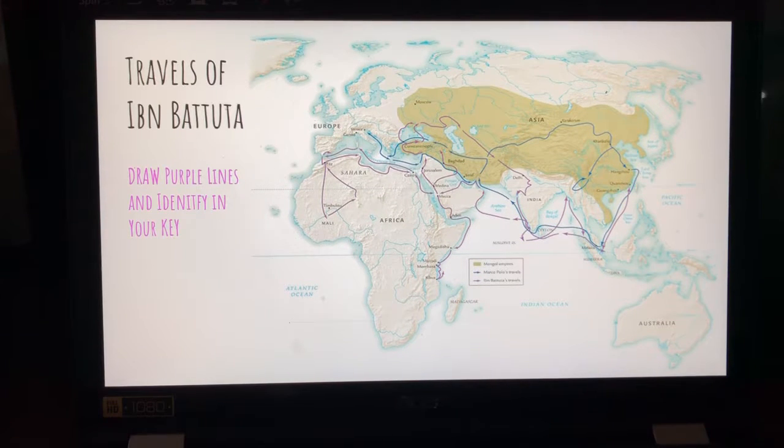The next one you will draw in purple lines and identify in your key the travels of Ibn Battuta.